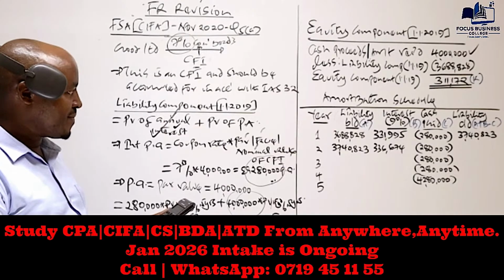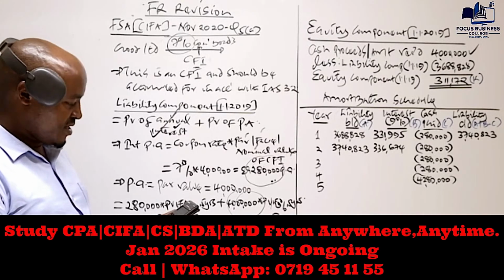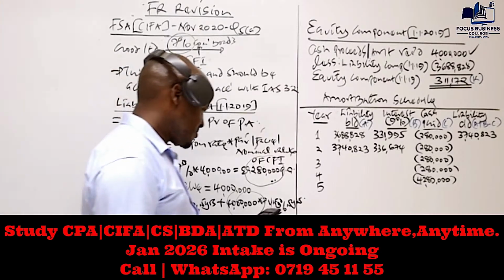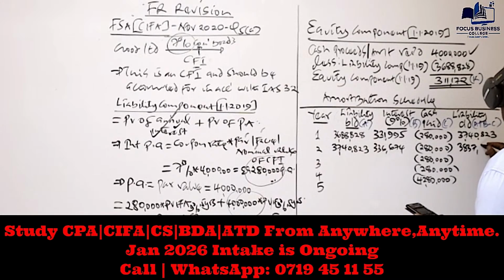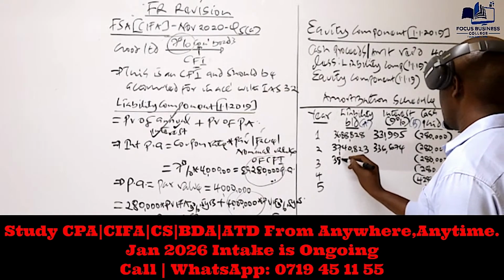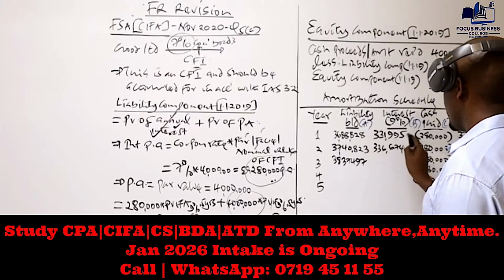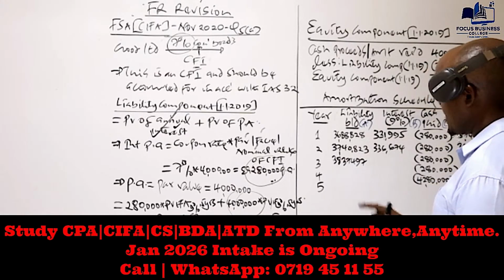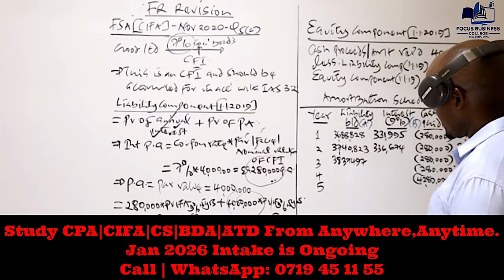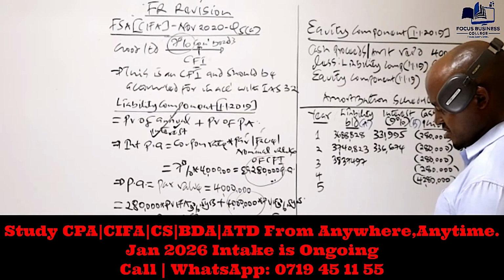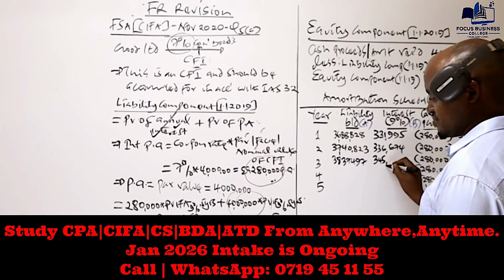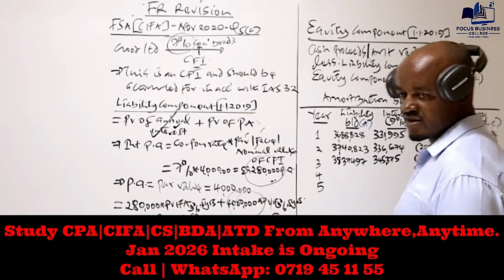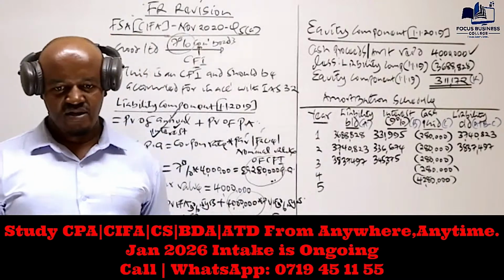3,740,823 minus 280,000. So I'm getting 3,837,497, and that will be the opening balance there. We compute the interest being 9% of that, 3,837,497. 9% of that, and I'm getting 345,375.